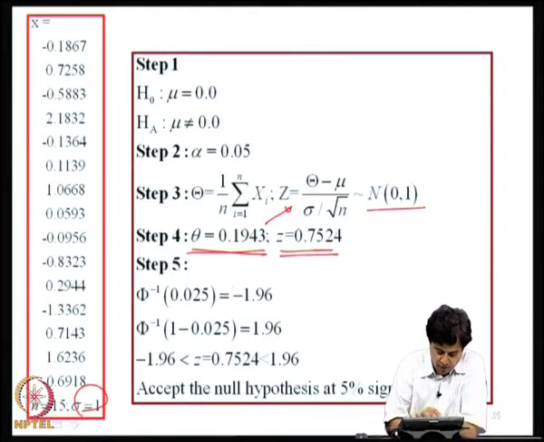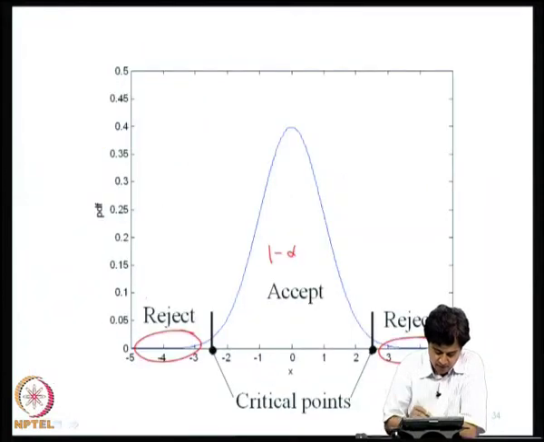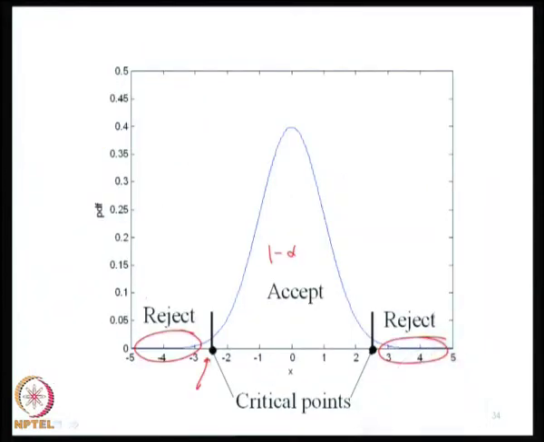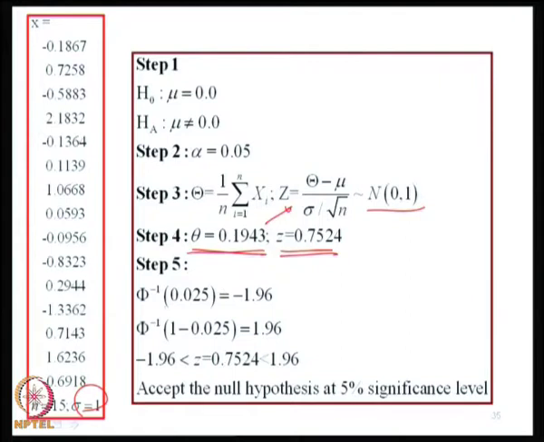Now you look at the first critical point here, this one, that will be phi inverse of 0.025, which is minus 1.96, and the next critical point is phi inverse of 1 minus 0.025, which is 1.96. Now this observed value of z is indeed contained in this interval, minus 1.96 to 1.96. So z lies in the region of acceptance. So we accept the null hypothesis at 5% significance level.